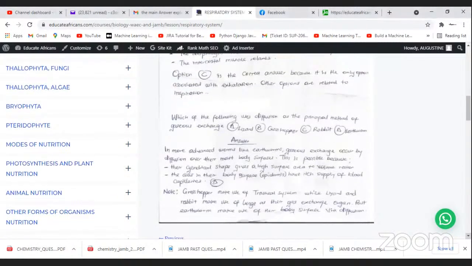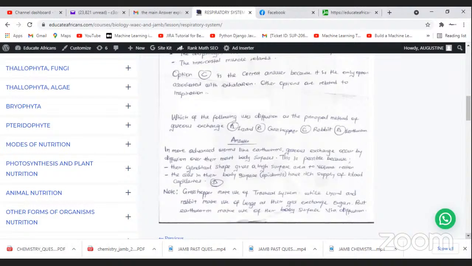Let's move forward. The second question says, which of the following uses diffusion as the principal method of gaseous exchange? So which organism, which animal uses diffusion as the principal method of gaseous exchange? Is it lizards, option A, grasshopper, option B, rabbit, option C, or earthworm, option D?